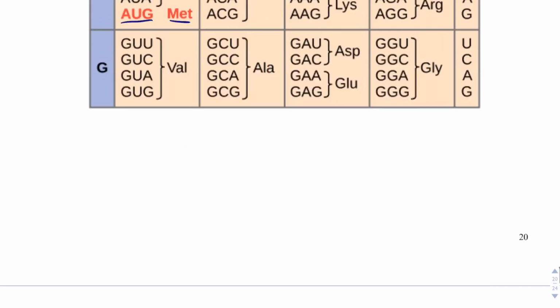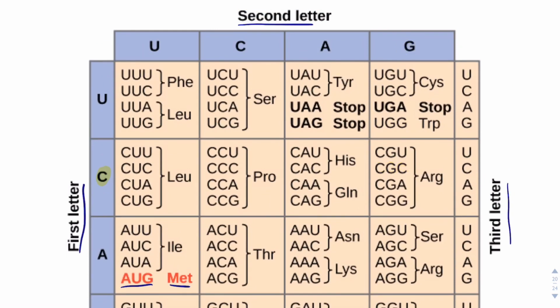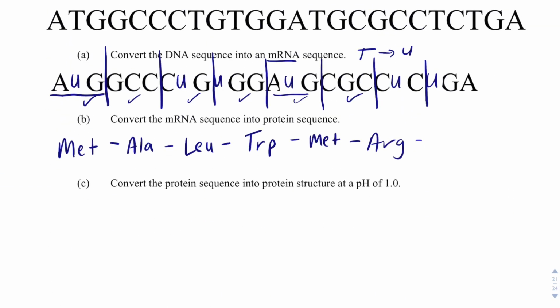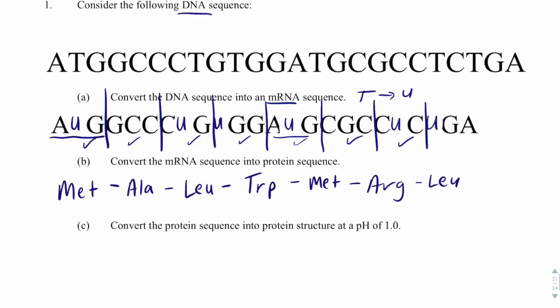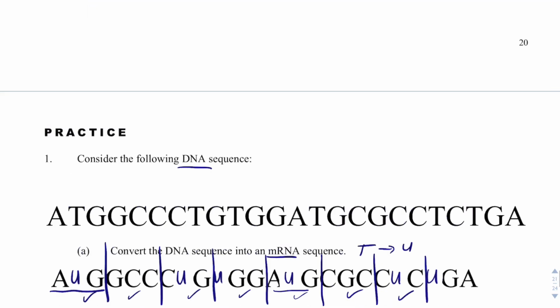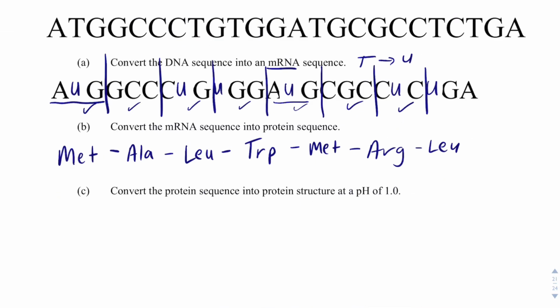And CUC is going to be leucine again. And then UGA, we have UG and then UGA. Yep, and that makes sense. We're going to have a stop codon. So a stop codon does not actually give you any sort of amino acid.